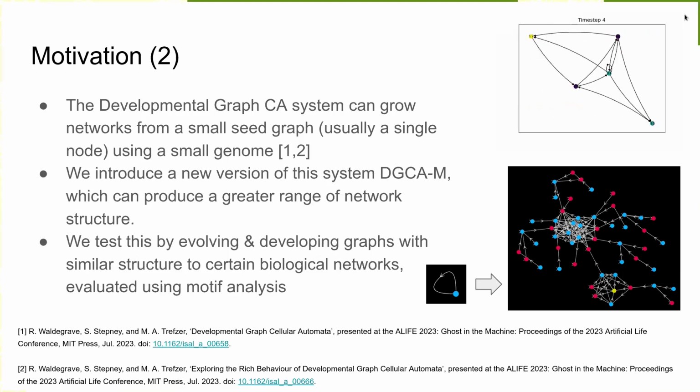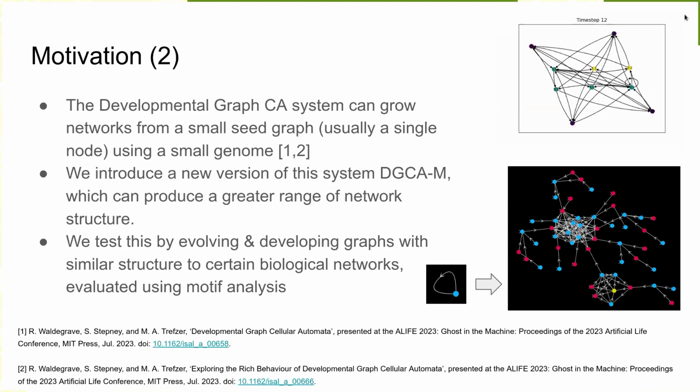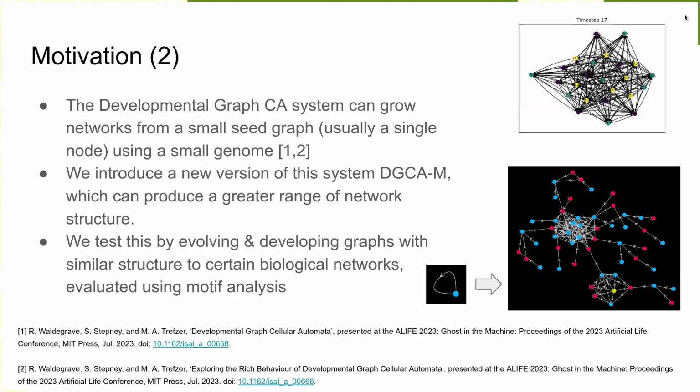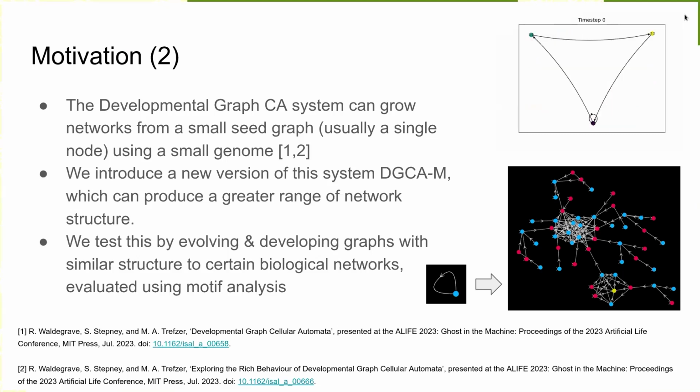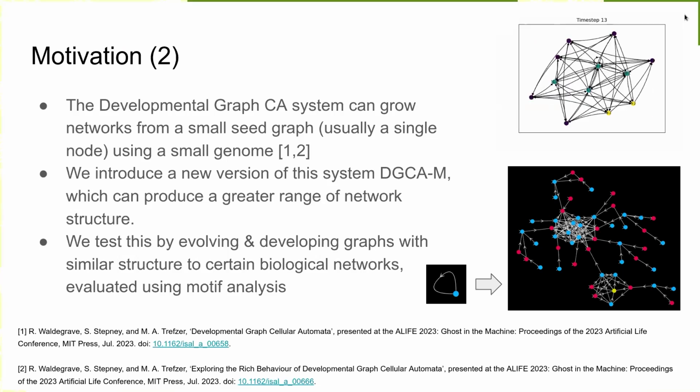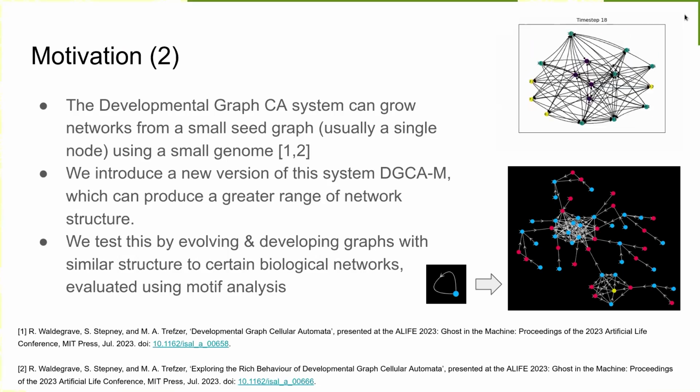So we've introduced a new version which can specify in much more detail how connections are actually made with new nodes, and that can give rise to a greater diversity of types of networks. So we want to test it and see whether we can in fact produce a big diversity of networks.